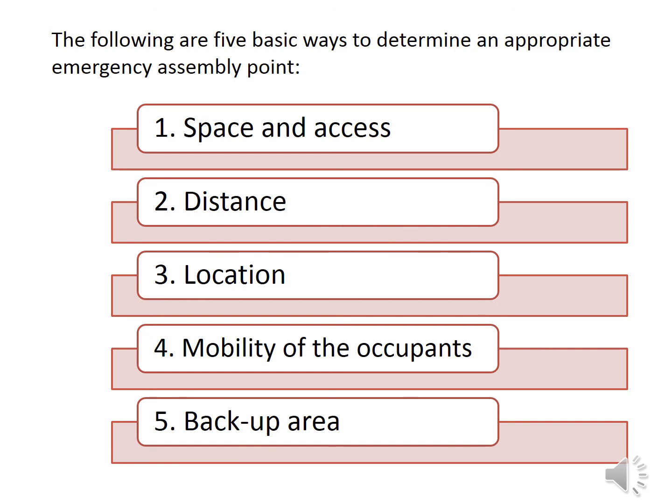Second, distance. The distance of the emergency assembly point from the building should be more than the height of the building. This is an added safety precaution in case the whole building collapses due to a fire or a disaster.